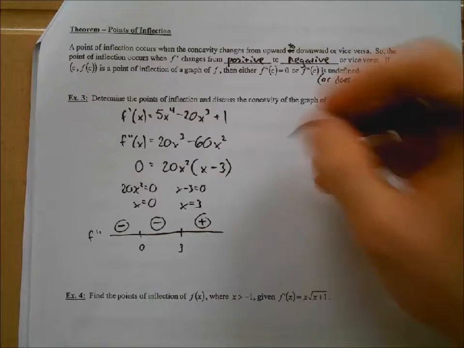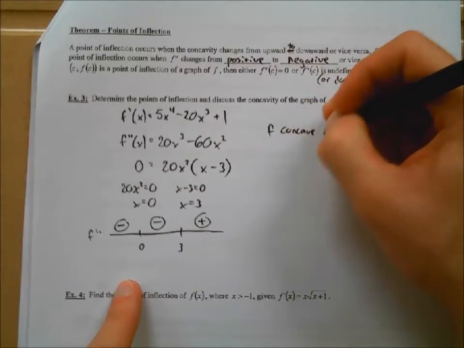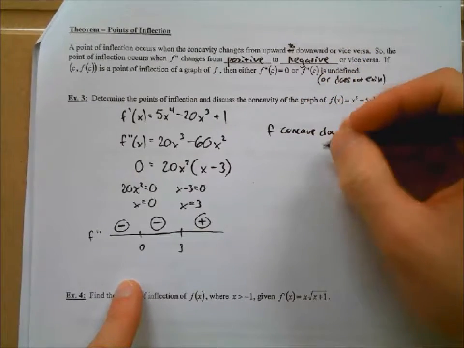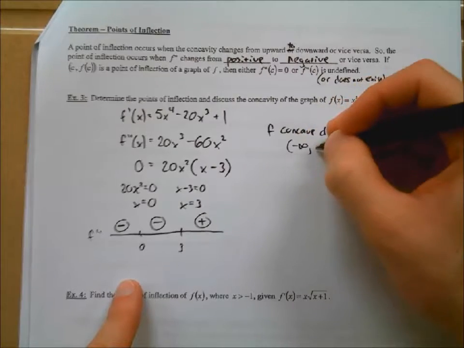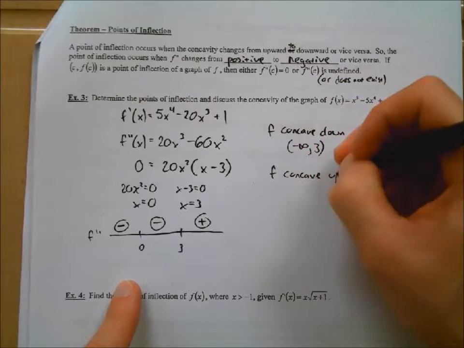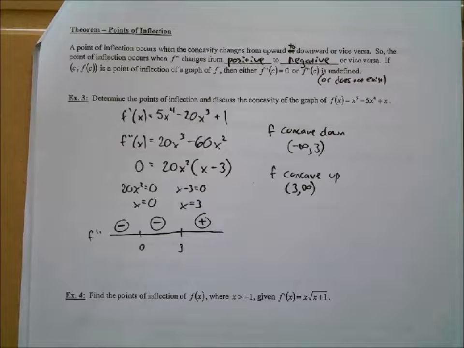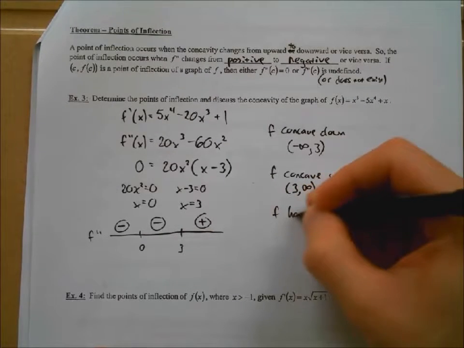All right, so we can say now f is concave down, like a frown, from -infinity to 3, and f is concave up, like a cup, from 3 to infinity. Okay? And do we have any points of inflection according to this analysis? f has a point of inflection at 3.